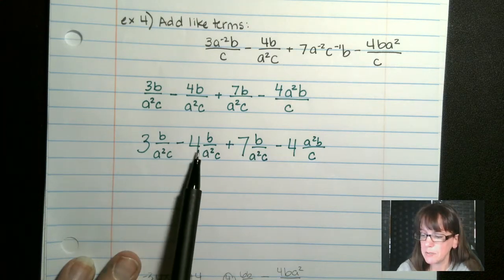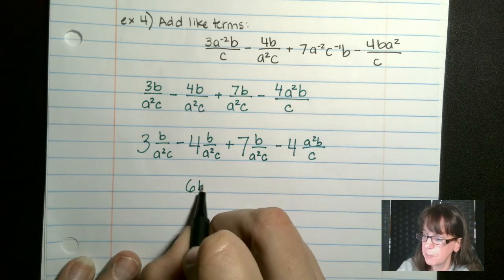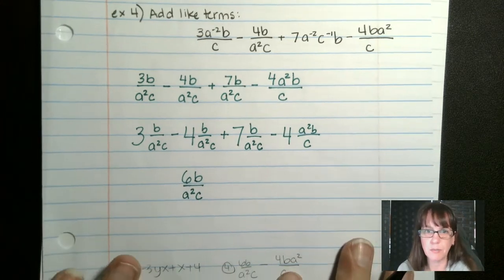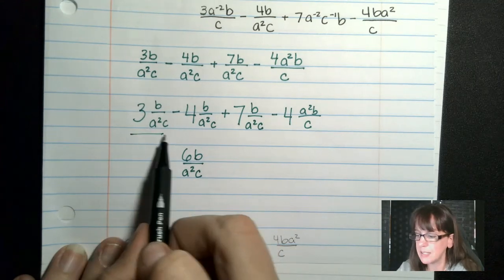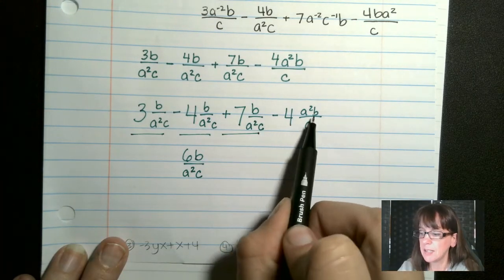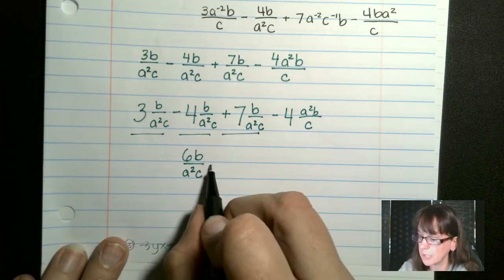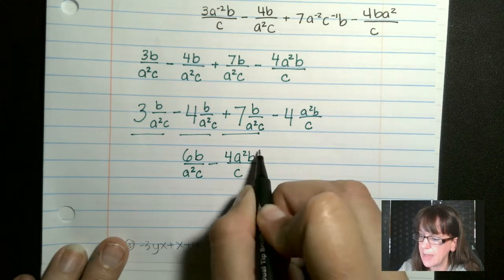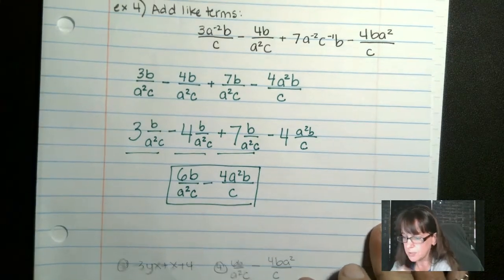So we have 3 minus 4, which is -1, plus 7 is 6. So we have 6b over a squared c, or you could put a big 6 in the front if that's what you want to do. Now this one, you'll notice I didn't combine that. I just combined this, this, and this, because a squared b over c does not match these, and it has to match perfect. So we're going to say minus 4a squared b over c, and that is our final answer here for that guy.